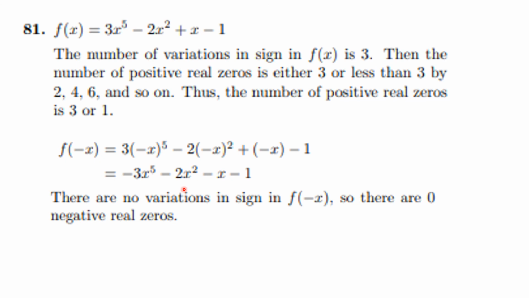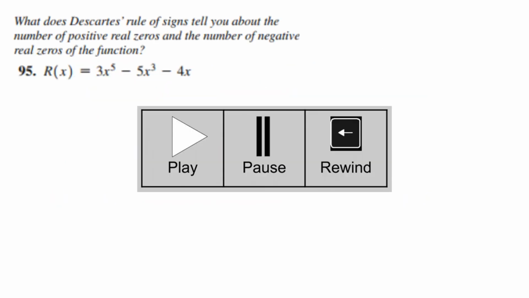The number of variations in sign of f of x is 3. So that means the number of positive real zeros is either 3 or 1. When we look at f of minus x, we get this expression down here, and you see there are no variations in sign, so there are 0 negative real zeros.